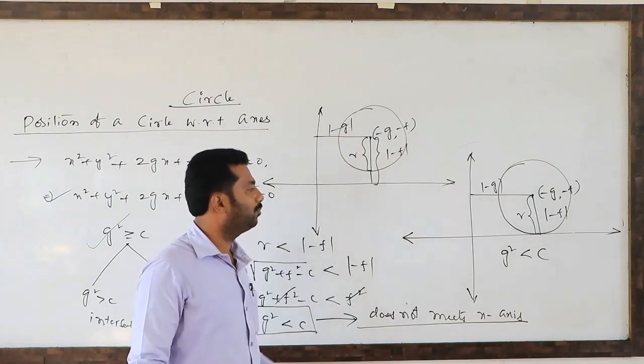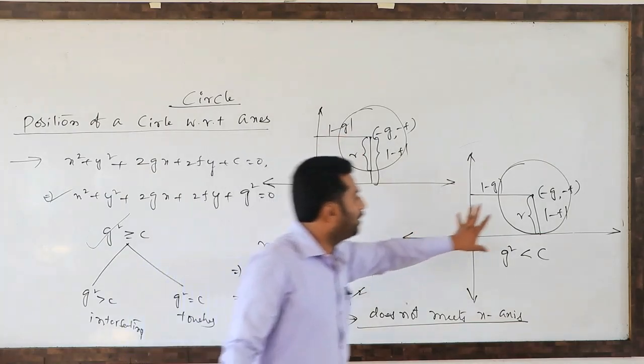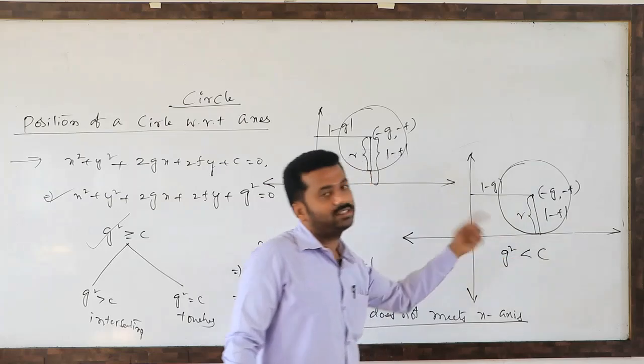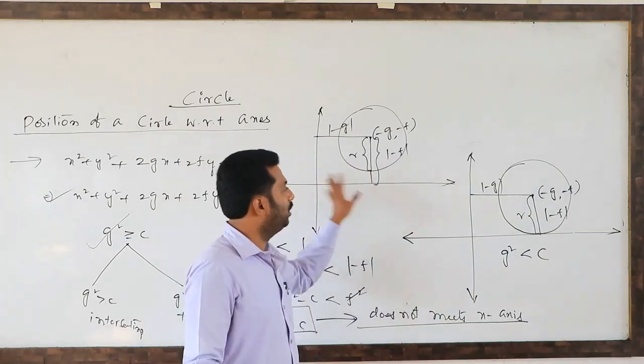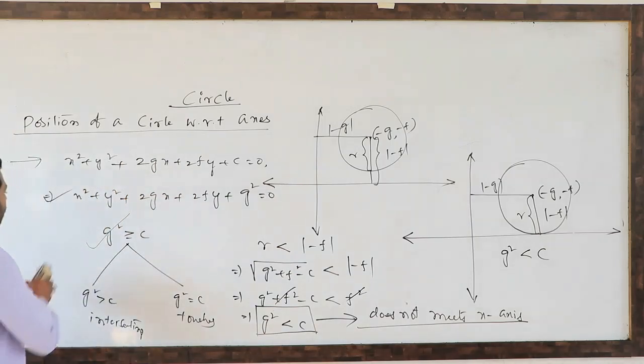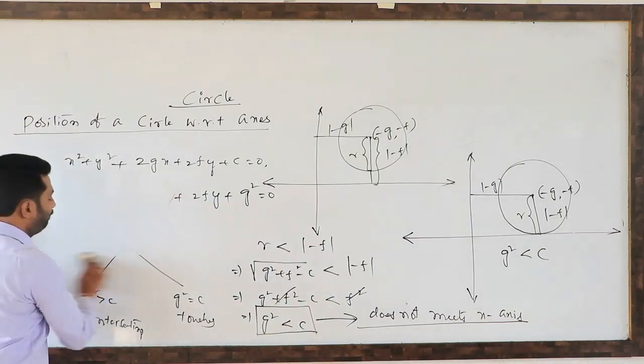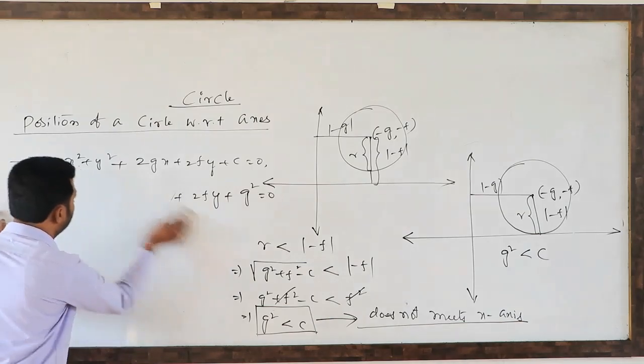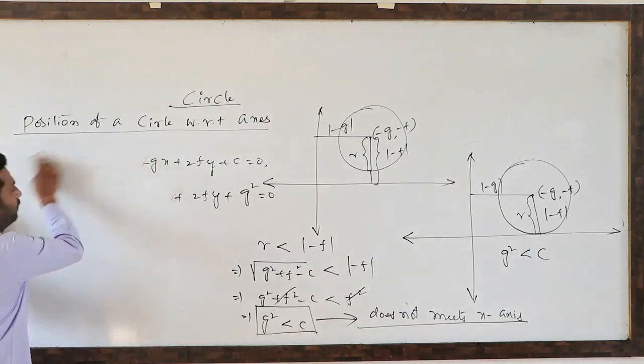This is the condition for the position of the circle. This is the circle touching. Previously I drew intersecting. So these are the three positions of the circle. Okay. Next, same concept for the y-axis.